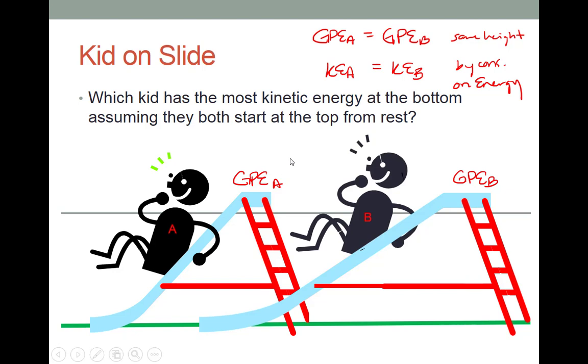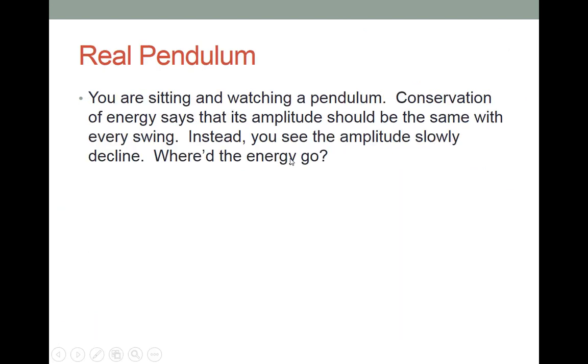One more for here. So we're sitting and watching a pendulum. Conservation of energy says that that pendulum should oscillate to the same amplitude every swing, but instead you see the amplitude slowly decline. So what are we talking about here?